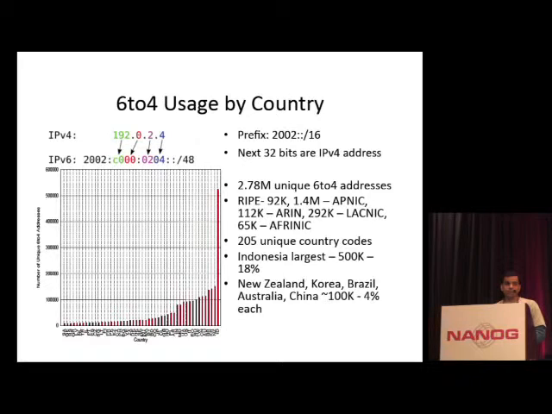RIPE region again was 92,000. APNIC had the vast majority of 6to4 IP addresses we observed, about 1.4 million of those. Indonesia was the largest country that was generating these addresses, about 500,000 of these.